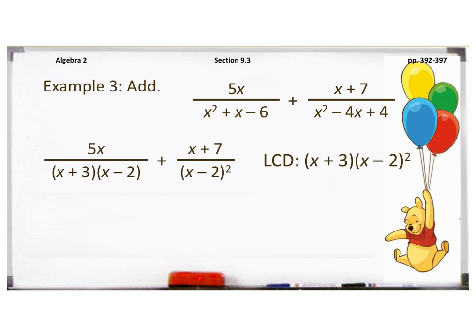Okay, so now I have to add these. So I have to get a common denominator. To do that, I have to find the lowest common multiple of the 2 denominators. If I factor my 2 denominators, I get x plus 3 and x minus 2, and then I get x minus 2 squared. Got to watch out for that squared.